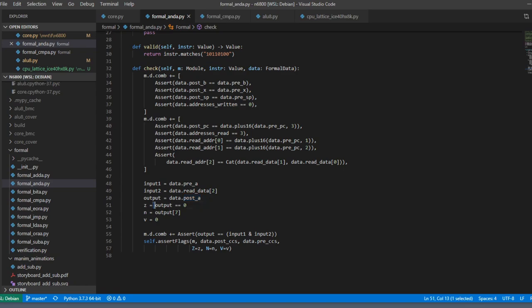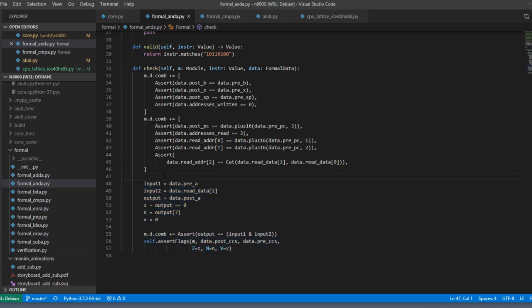And I set the Z flag if the output is zero. I set the N flag if the high bit of the output is set, and I reset the V flag. And then I assert that the output, that is the accumulator after the instruction, is equal to the input one, logical ANDed with the input two. And then I assert all the flags. So this is fairly straightforward.